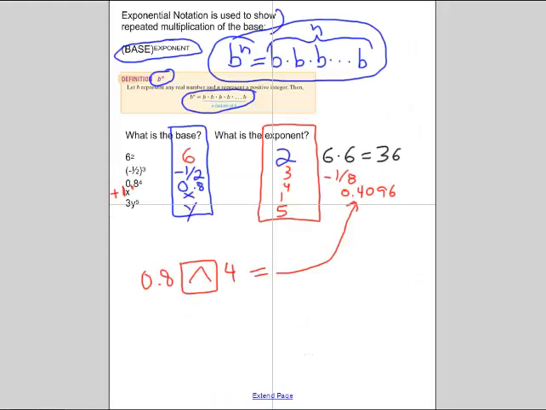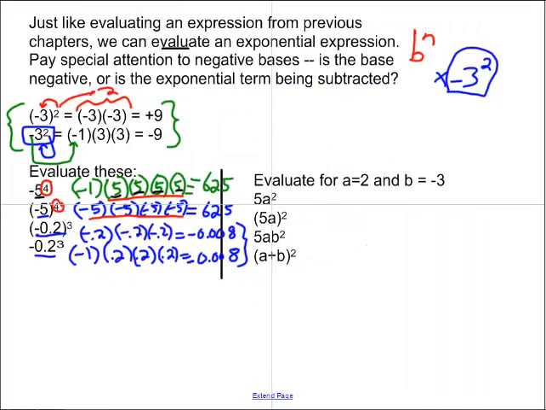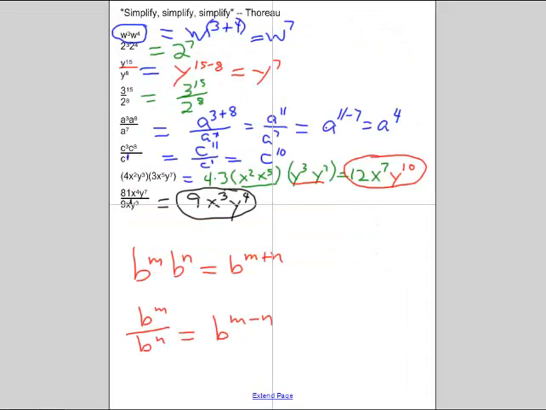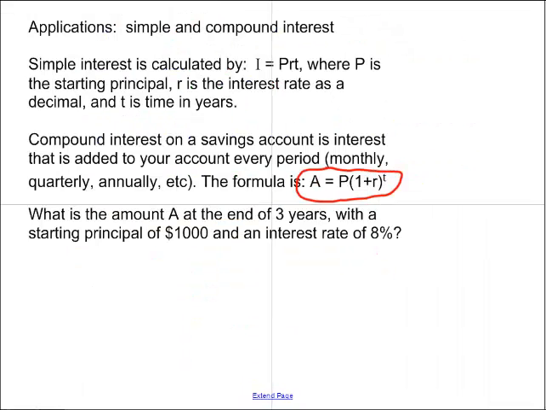So let's go back. We've gone through some of this stuff, and we're going to fast forward to our applications. A couple of different things we're going to talk about, just two different things real quickly. One is simple interest calculation. We've got simple interest and compound interest, and these are just two applications. Simple interest is not going to include exponents.